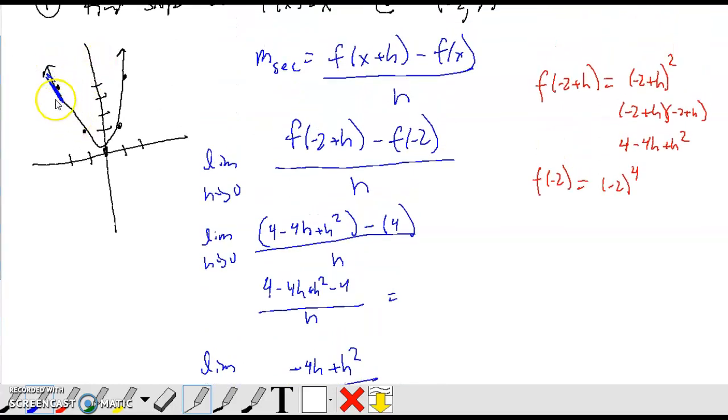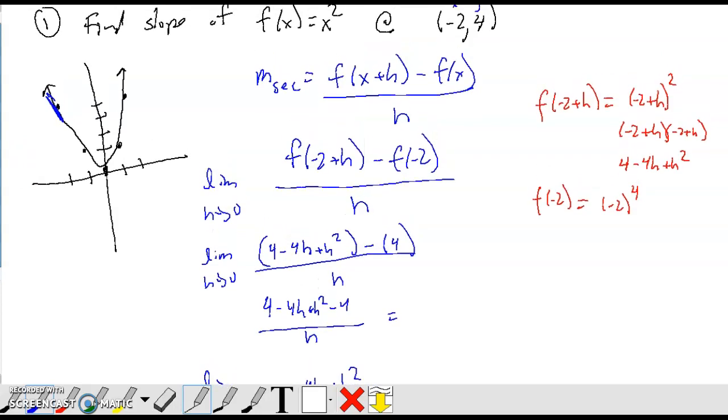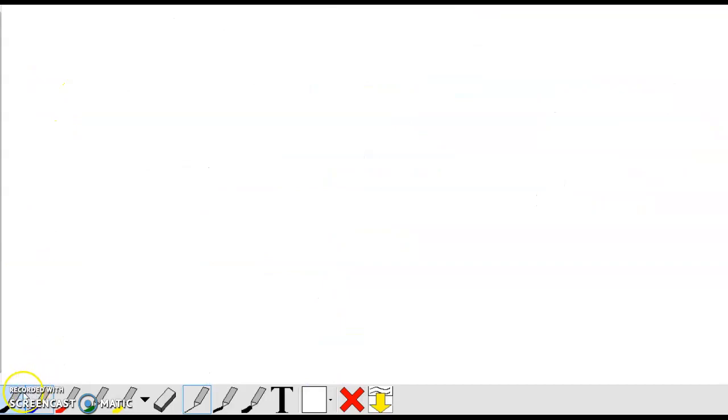And that makes sense. It looks pretty steep, right? It's supposed to be negative. If we found it over here, definitely we'd get a positive value. Okay, and that's all we're doing. Okay, so why don't you try number 2 by pausing the video. So again, find the slope of f of x is equal to x cubed at this point, 2 comma 8. So pause the video, see what happens, and then we can continue.